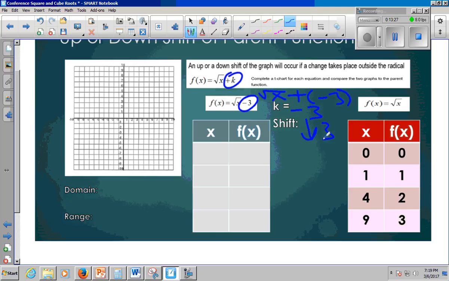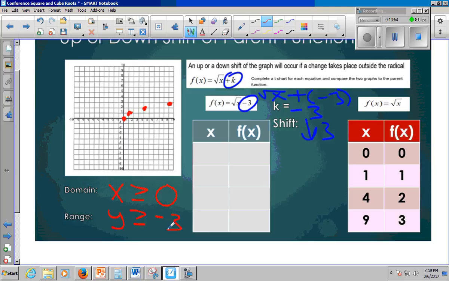But this time, I want to take a look at moving the points. So if I graph my parent graph points, 0, 0, 1, 1, 4, 2, and 9, 3. And I'm saying I'm shifting them down 3 units. By the way, let's make note, under the radical, it's just an x, so the domain is still x greater than or equal to 0. But now we're shifting it down. We're saying that y is going to be greater than or equal to negative 3. Okay, so shift it down 3 units.